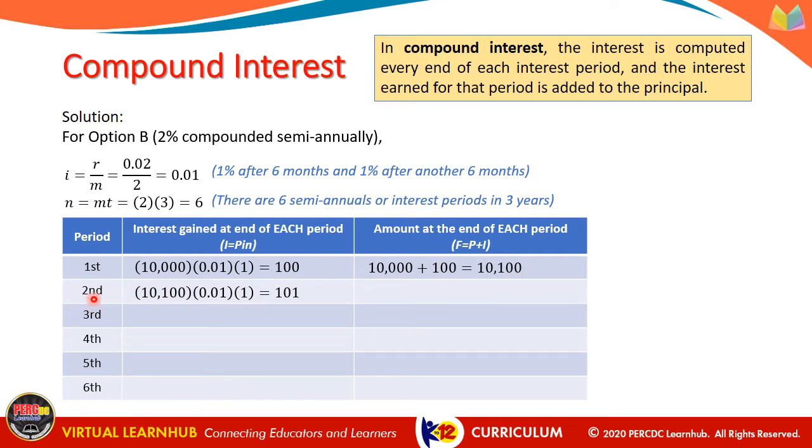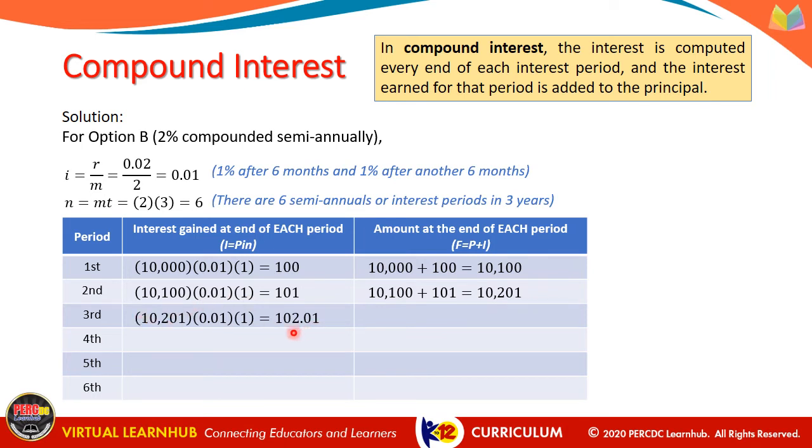For the second period, or the second 6 months, the interest gained is 10,100. We use here the value of money at the end of the first period. That's the principal for the computation that we have for the second period, times 0.01 times 1. Another 1 interest period, the second 6 months. The interest earned is 101 pesos. So at the end of the second period, the value is 10,100 plus 101. That is equal to 10,201.